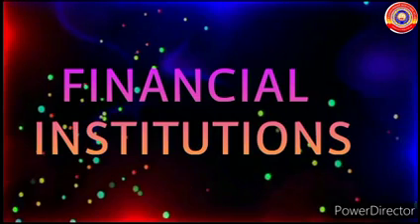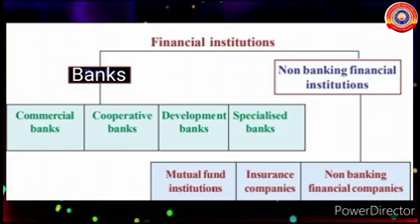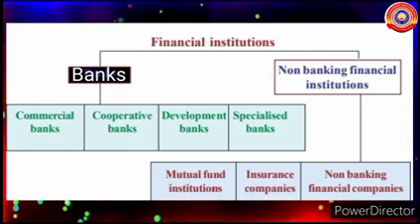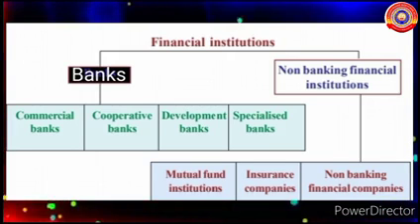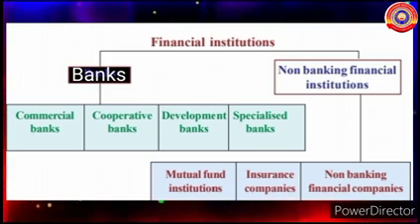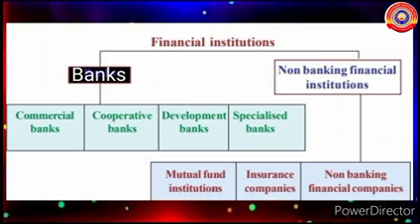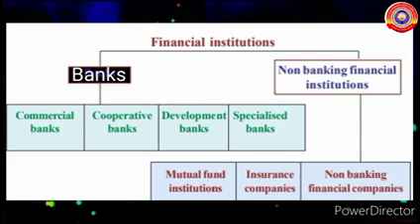Let's learn about financial institutions. Financial institutions are those institutions where financial transactions like deposits, loans, etc. take place. Financial institutions are classified into two as banks and non-banking financial institutions. Banks are classified into commercial banks, cooperative banks, development banks, and specialized banks. Non-banking financial institutions include mutual fund institutions, insurance companies, and non-banking financial companies.